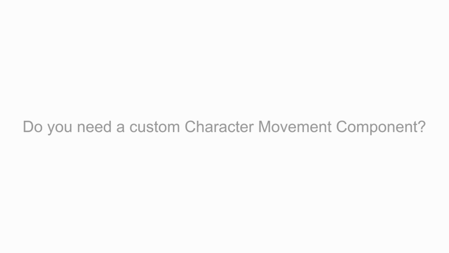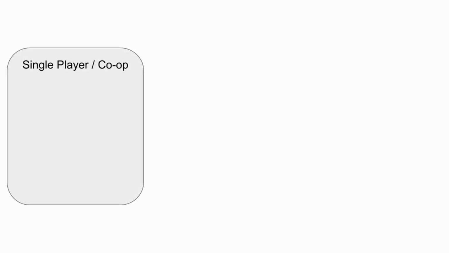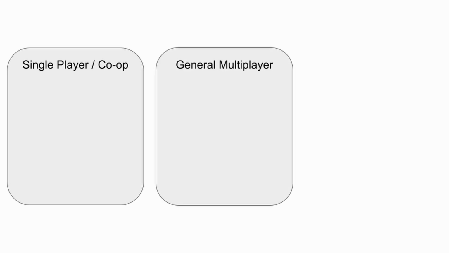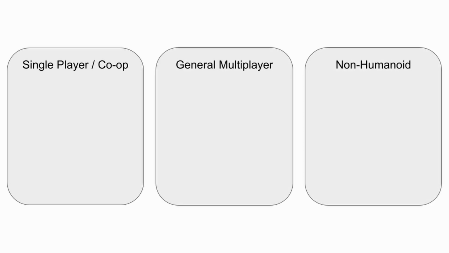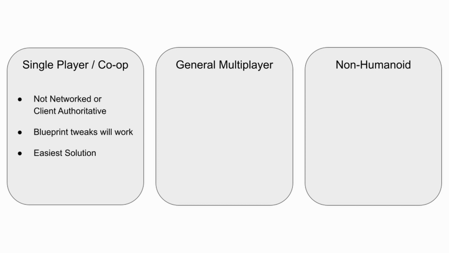So, as a rule of thumb for determining if your game needs a custom character movement component, I will go over three categories which your game could fall under. These are single player or co-op multiplayer, general multiplayer, and games with non-humanoid players. So, if you're making a single player or co-op game in Unreal, then you have the most options. For co-op multiplayer games, the main assumption is that you don't care about preventing cheaters. This means the client can have authority over their position.